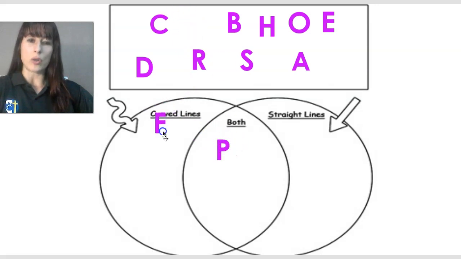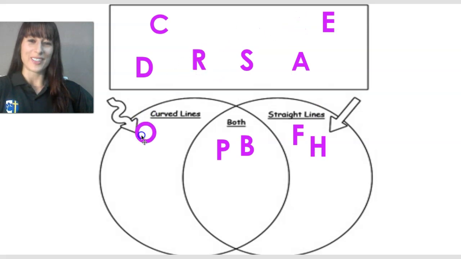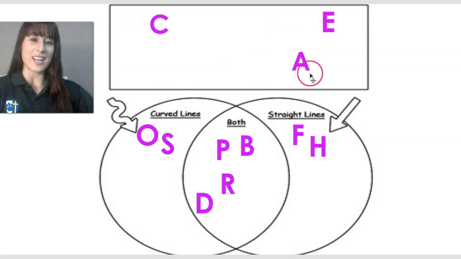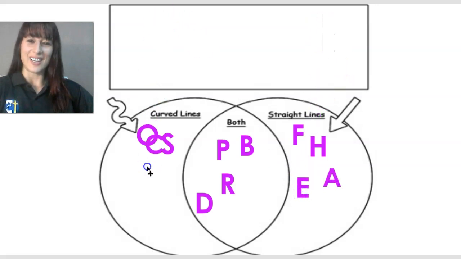Letter F has only lines. Letter B has both. Here I have a part of a line and I have a curve. Letter H, lines. Letter O, curved. D, both. I have a line and a curve. A part of a line and a curve. R has both. S, only curved lines. A, only straight lines. E, straight lines. And C, curved. Don't worry, you'll get the speed too.